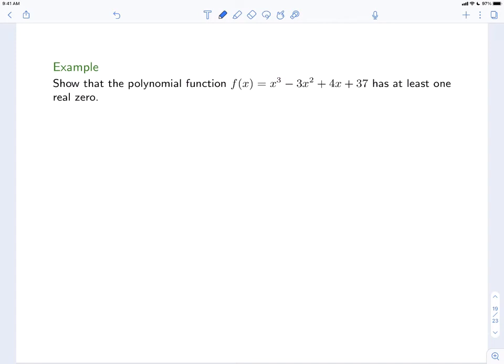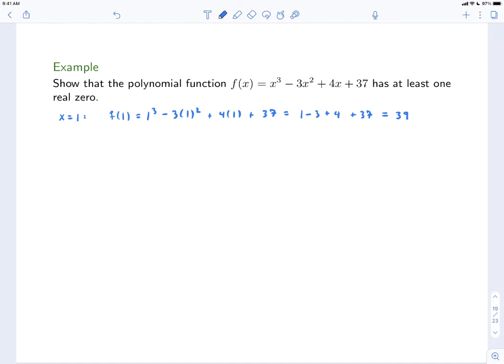Let's actually do it. Let's just pick a number. Let's make it easy, x equals 1. f of 1 is equal to 1 cubed minus 3 times 1 squared plus 4 times 1 plus 37. So that's 1 minus 3 plus 4 plus 37, which is 39.